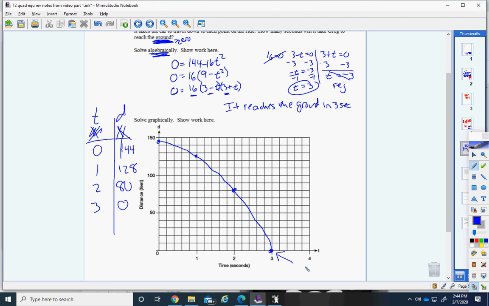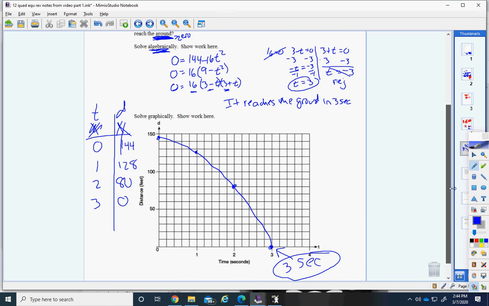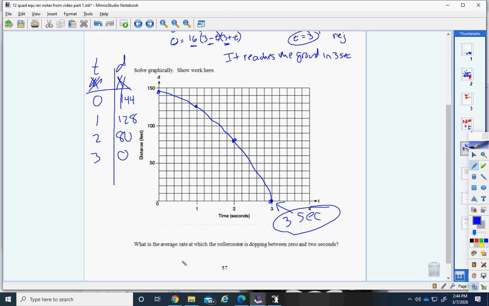Solve graphically, when does it hit the ground? At 3 seconds. So you could do it both algebraically and graphically. What is the average rate at which the roller coaster is dropping between 0 and 2 seconds? So I need 2 points. One point has to have a 0 for the x value. The other point has to have a 2 for the x value. We can use our table. It's 0, 144, and 2, 80.